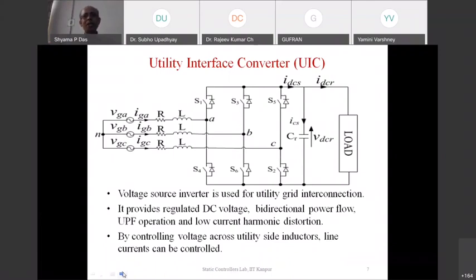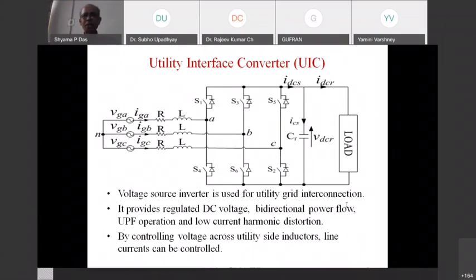So the first part of the interface is the utility interface. Almost all microgrids are connected to the utility because utility gives the microgrid increased reliability. So this is the DC voltage, which is the representative of the DC microgrid, that is VDCR, which is connected to a load because the microgrid usually supplies to the load. And then we have a three-phase voltage source converter, which converts the AC grid voltages VGA, VGB, and VGC to the DC voltage.